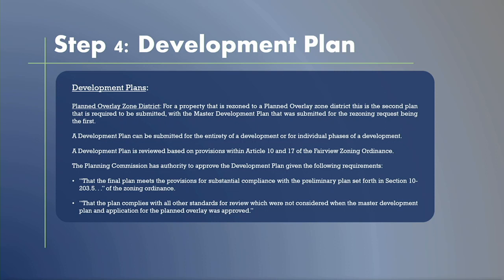It's going to be reviewed on standards that are in Article 10 and 17 of your zoning ordinance. You all, as a planning commission, are going to review and approve the development plan under the following requirements. You just have two specific requirements there that you can find in Section 10 of the zoning ordinance.